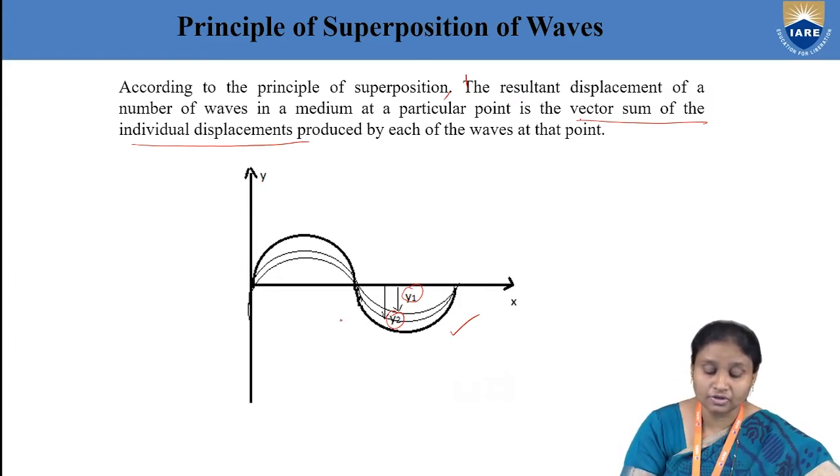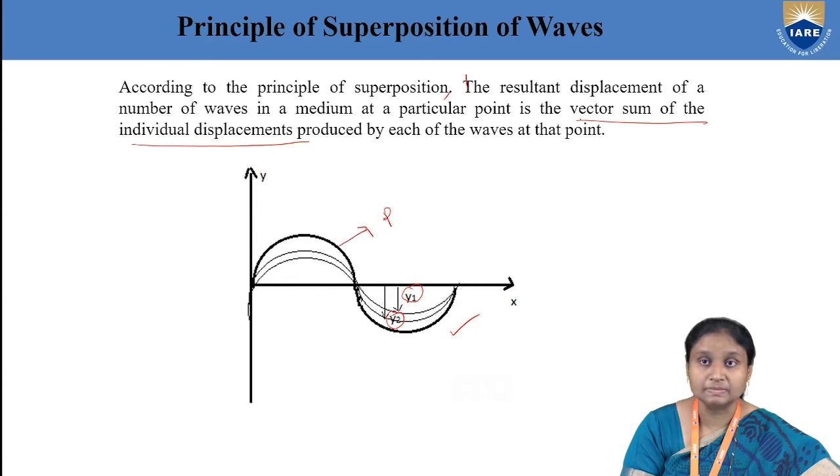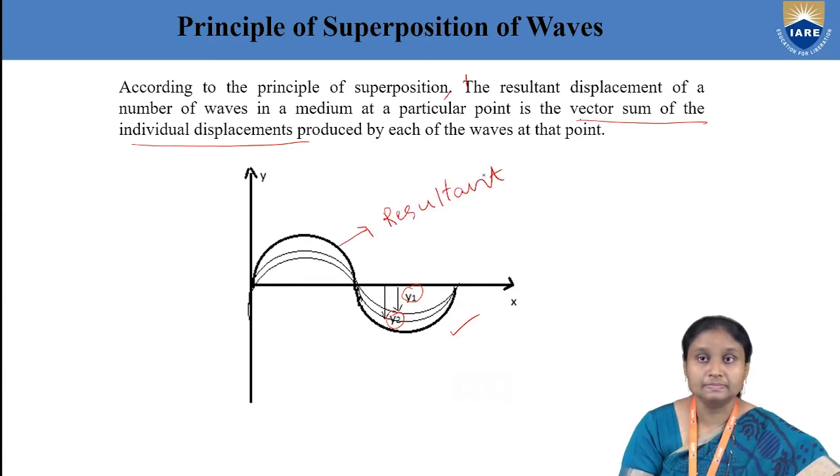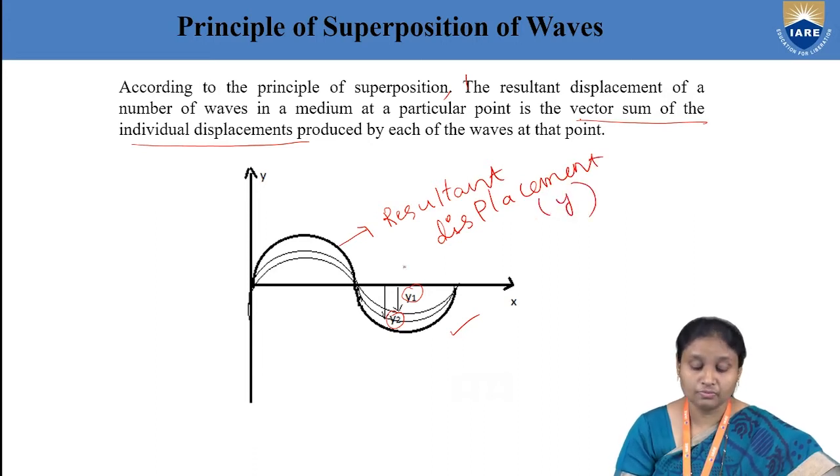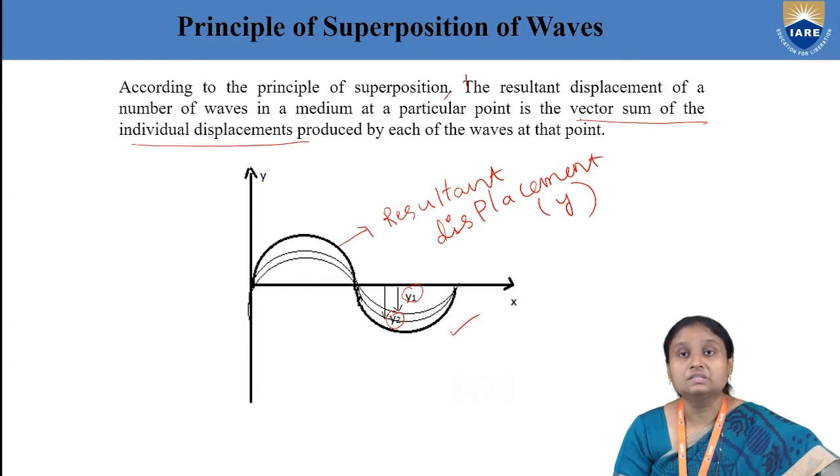So this is our resultant displacement, and of course it is given by y. And we have here two waves: one wave given by displacement y1, the other wave given by displacement y2, when they are overlapping. As you can see, their displacement, and also their intensity, is going to increase. So this is nothing but the principle of superposition of waves.